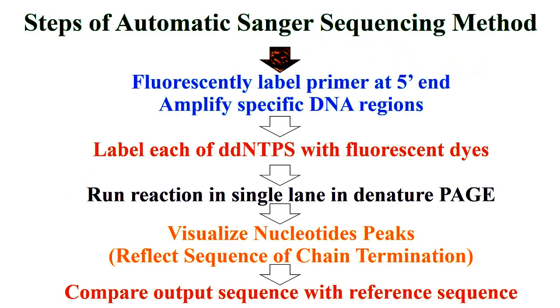On the other hand, in the automatic Sanger sequencing method, fluorescently label the primer at 5' end to amplify specific DNA regions, and label each of the ddNTPs with fluorescent dyes, and run the reaction in a single lane in denaturing polyacrylamide gel electrophoresis, to visualize nucleotide peaks that reflect the sequence of chain termination, to compare the output sequence with the reference sequence, as mentioned in the next slide.